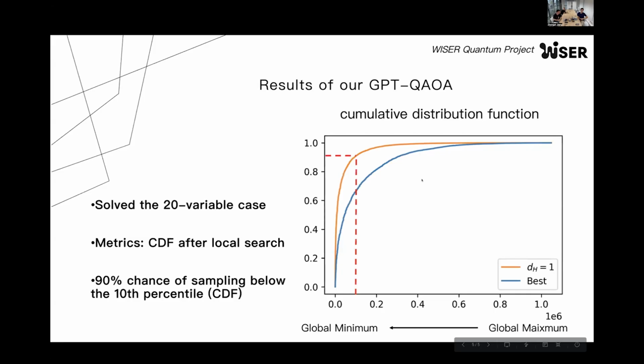So here's our result. We tried this algorithm on the 20 variable case, and we use the cumulative distribution function as the metric. On the x-axis, we have the sorted bit strings. Here it's the global minimum, which is where we want to be. And here is the global maximum. The blue lines are just the raw data, and this orange line is after a local distance one search. Roughly speaking, we have a 90% chance of sampling below the 10th percentile here. So I would say it's quite a nice result.